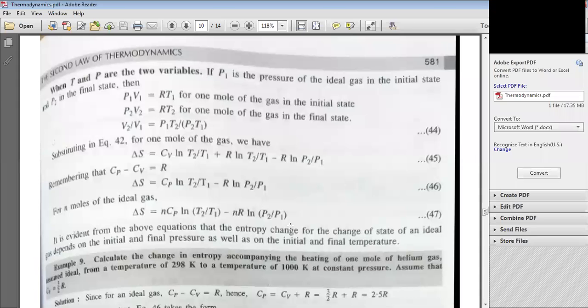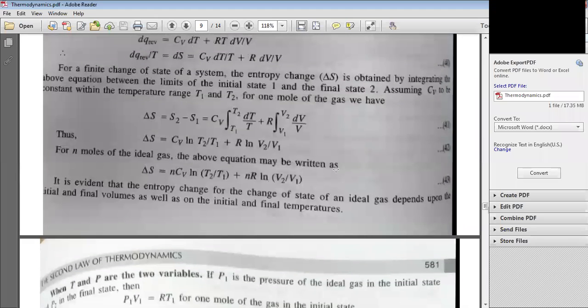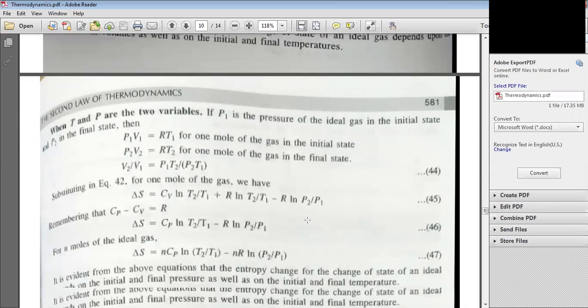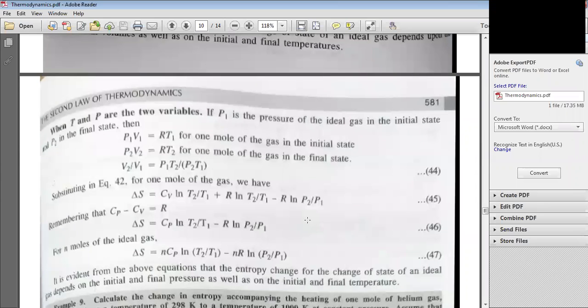Now we have two expressions. One expression is equation number 43, which we make use of for the entropy change whenever the variables are temperature and volume. But we make use of equation 47 whenever we have temperature and pressure as the variables. These expressions hold good for an ideal gas, because during their derivation we made use of the ideal gas equation PV equal to nRT.